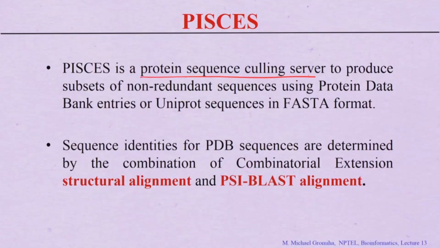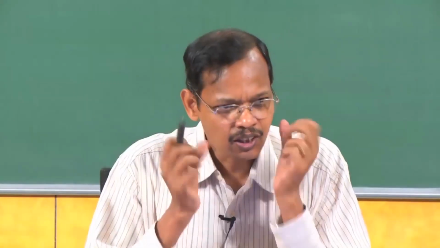Right now we have discussed two different algorithms. What are the two different programs? CD-HIT and the BLAST clust. There is another program called PISCES. This is a protein sequence culling server to get subsets of non-redundant sequences. Here we have different options: either you can use the protein sequences already available on this server, mainly from the PDB, or you can give your own sequence.